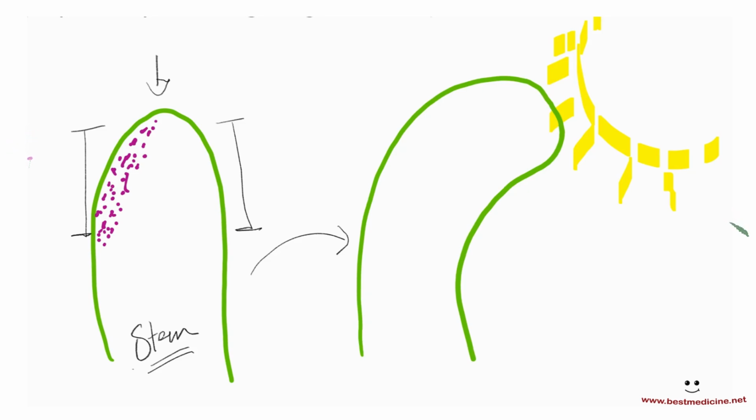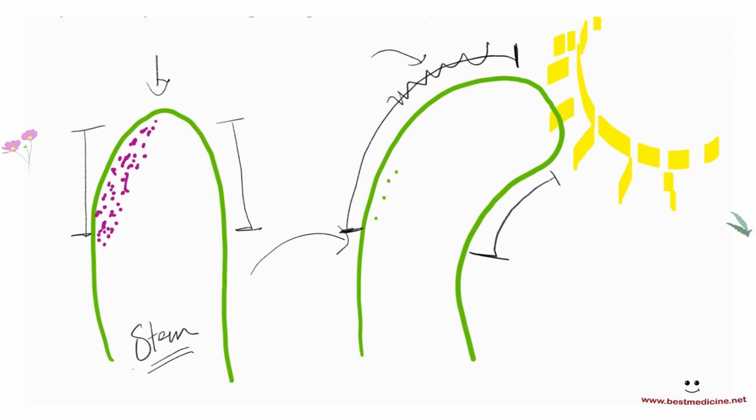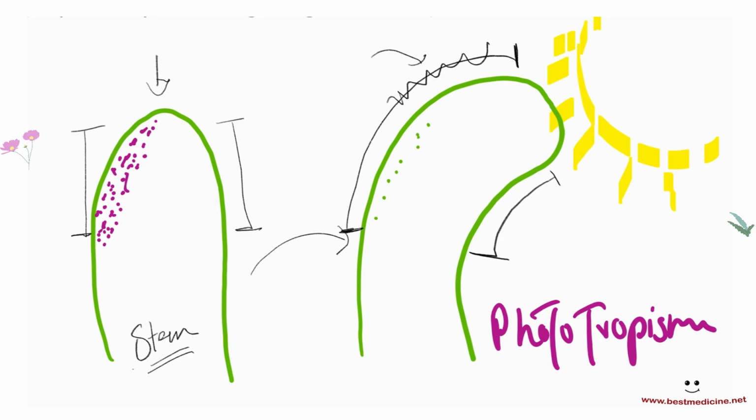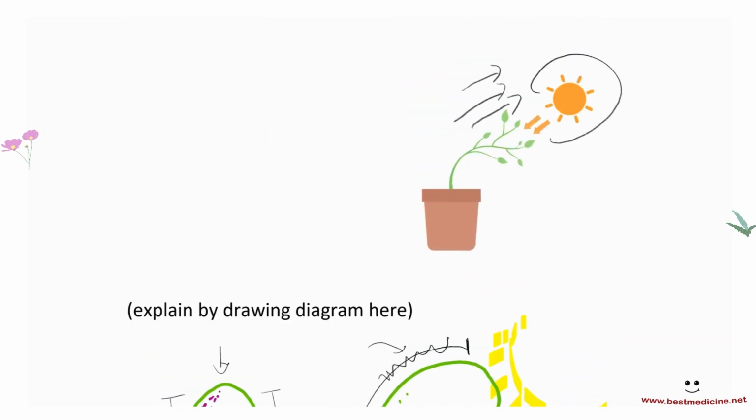So have a look at the length of the left side here. The length of the left side has increased significantly, hasn't it? All this is increase, while the shorter side is about the same. What does this mean? This means that cells on the left side, on the shaded side, have grown by mitosis and caused the plant to bend towards the light. And we call that phototropism, okay? Phototropism.